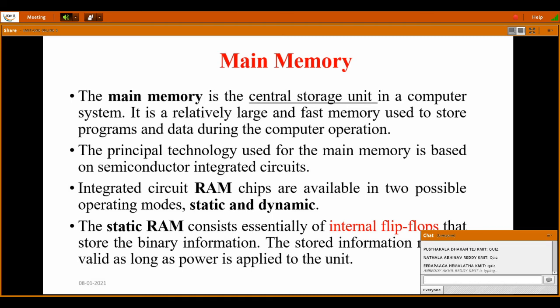The main advantage of this, what is the main advantage? SRAM is extremely faster. Everyone will know what static RAM is. The static RAM is extremely faster, but the disadvantage is that it is very expensive. In order to use SRAM, we use it in cache memory.